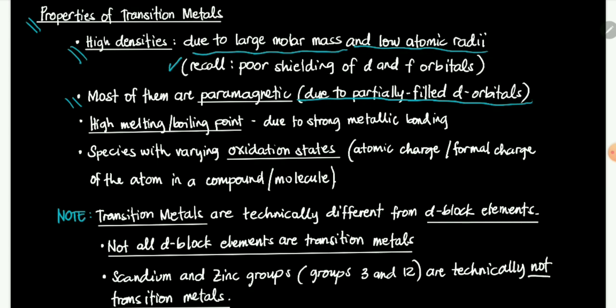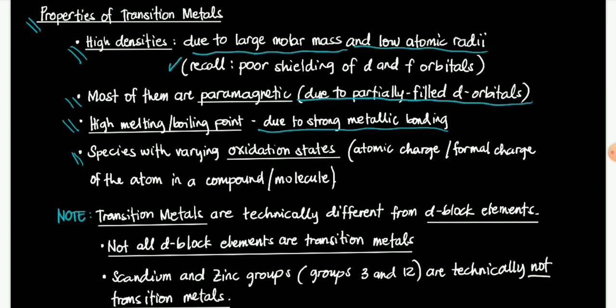So, meron silang mga unpaired electrons, therefore nag-interact sila with magnetic fields. Okay? So, they also have high melting and boiling points due to the strong metallic bonding exhibited by these transition metals. So, species with varying oxidation states din sila. So, iba-iba yung kanilang mga charges depending dun sa nature ng kanilang environment.